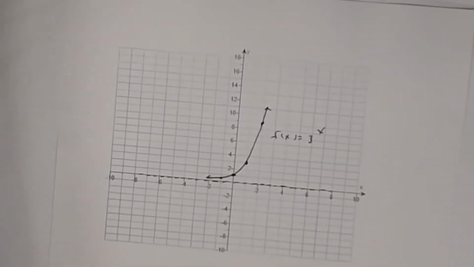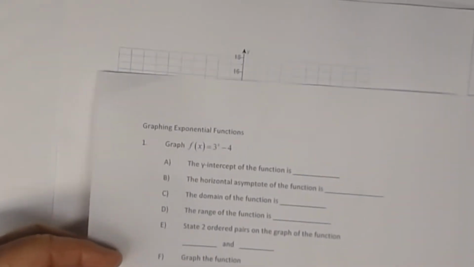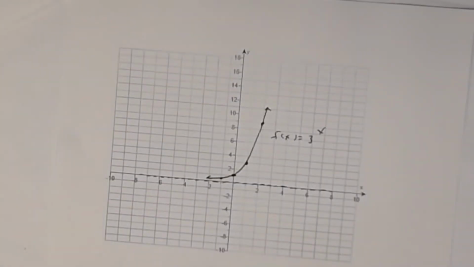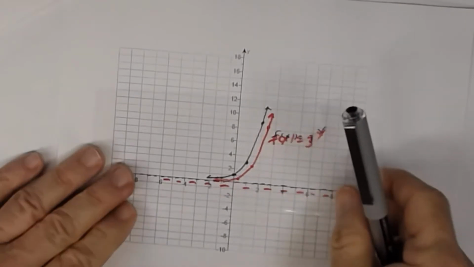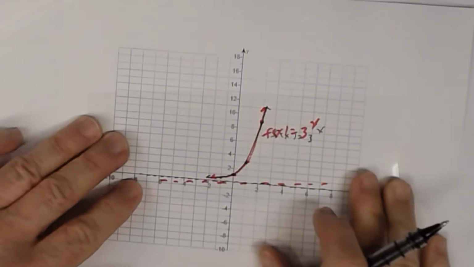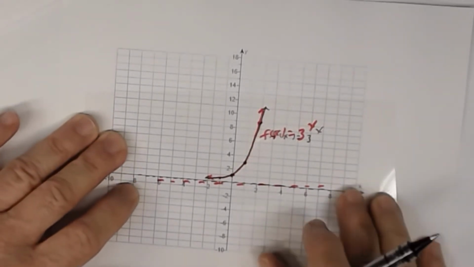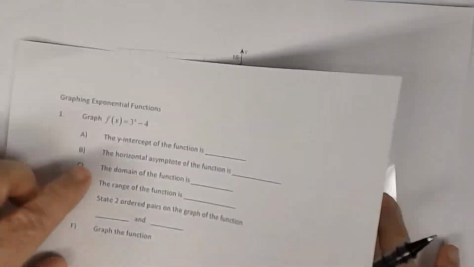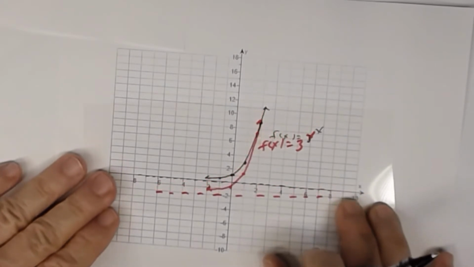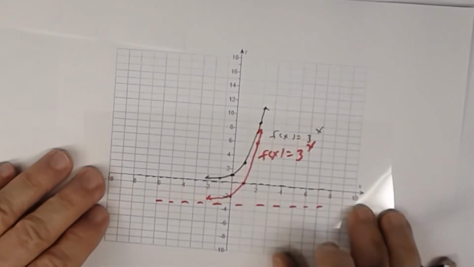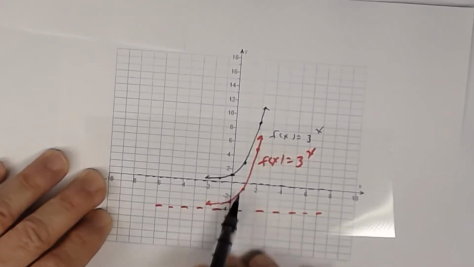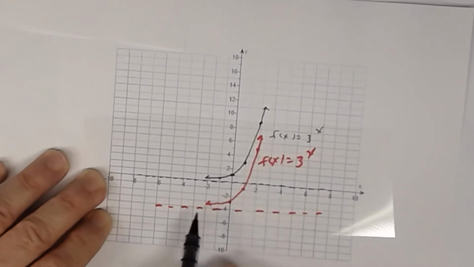But what I want to do, though, is graph f of x equals 3 to the x minus 4. Well, remember, in our lessons, we talked about the idea of transformations. And so I'm going to overlay this. So these are the same graphs. So the question is, what does that negative 4 do to this graph? Well, remember, that negative 4 shifts it down 4 units. So when I graph this, 1, 2, 3, 4, my horizontal asymptote and all these points were shifted down 4 units.